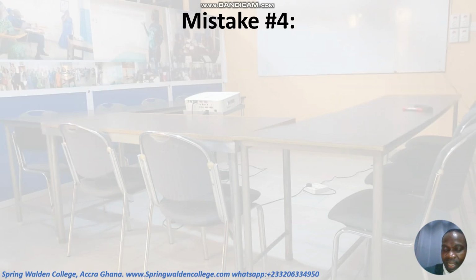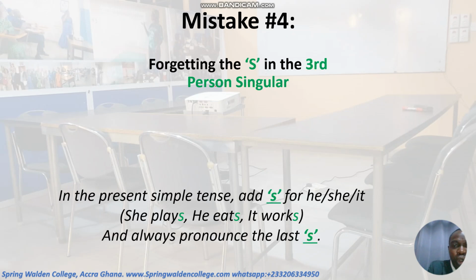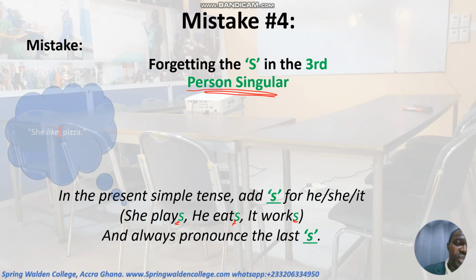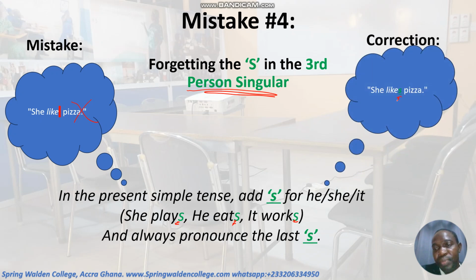We look at the next one, the fourth mistake. This is easy. You know, when we conjugate a verb, normally the third person singular, we add s to the verb for he, she, and it. So we have she plays, he eats, it works. Sometimes people forget to put the s, so she like pizza. It's not correct, it's wrong. Okay, the correct expression is she likes pizza.